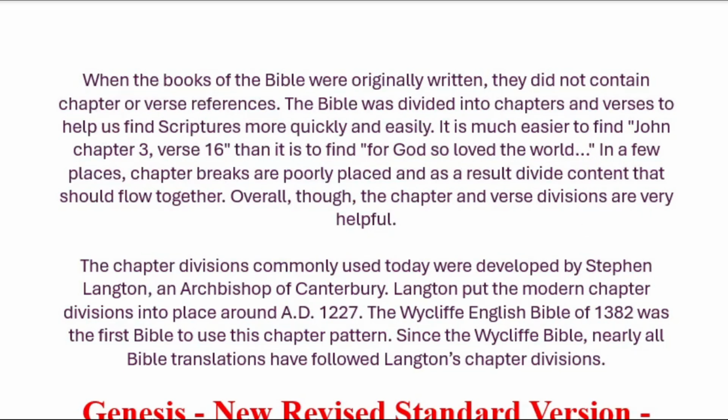The current chapter divisions used today were developed by Stephen Langton, an Archbishop of Canterbury. Langton put the modern chapter divisions into place around AD 1227. So only since then has the Bible had chapters and verses. The Wycliffe English Bible of 1382 was the first Bible to use this chapter pattern. Since the Wycliffe Bible, nearly all Bible translations have followed Langton's chapter divisions.